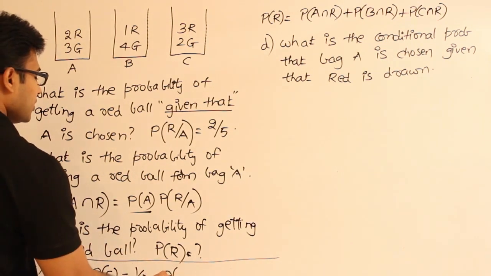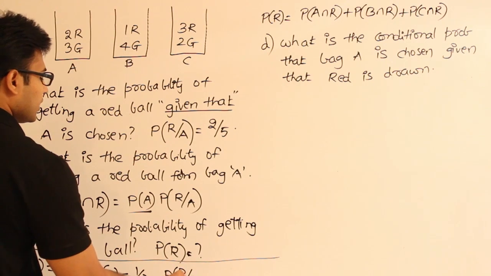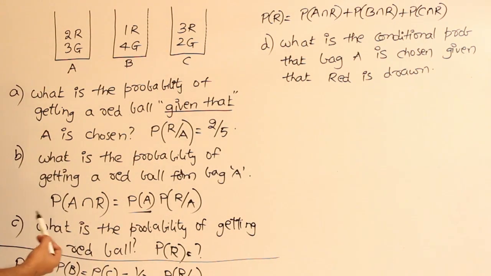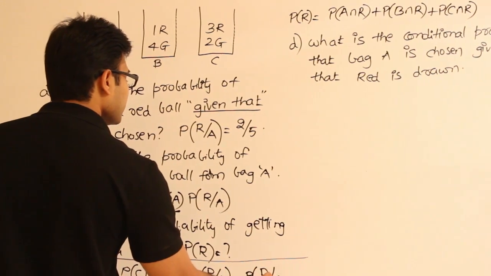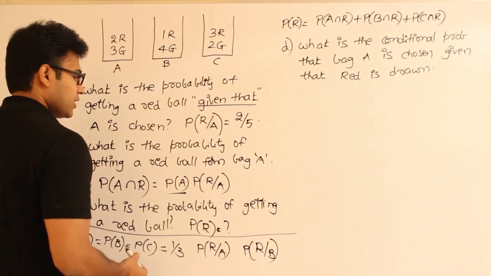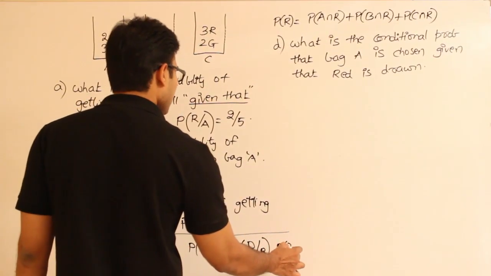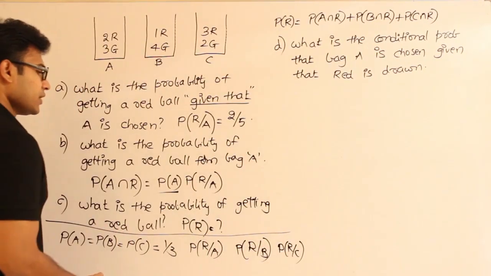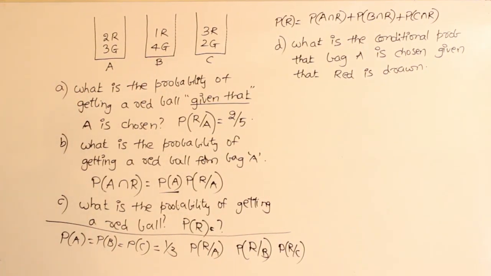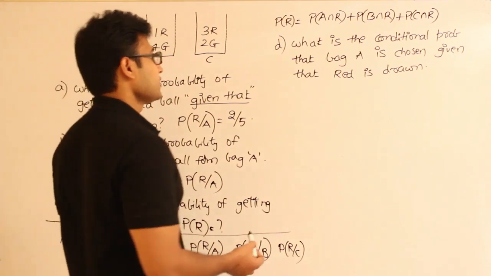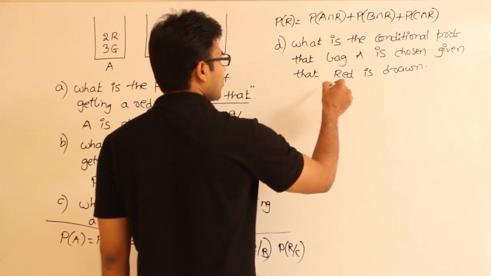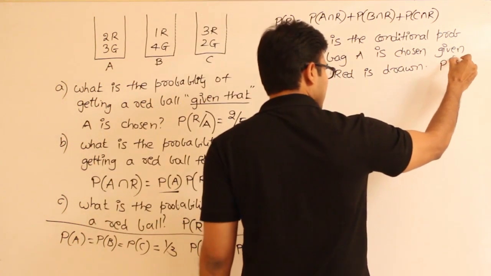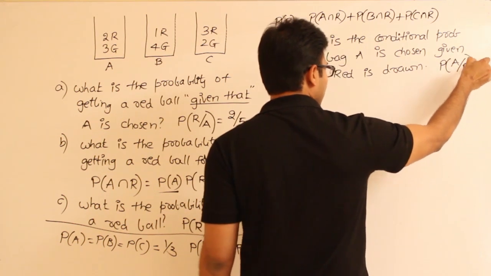And we know that P of R given A, which means probability of choosing a red ball given that bag A has been chosen. We know this number. And then P of R given B, probability of choosing a red ball given that bag B has been chosen. P of R given C, probability of choosing a red ball given that bag C has been chosen. So we know all these six things, but what this question is asking is, what is the conditional probability that bag A is chosen given that a red ball is drawn, which means they are asking about P of A given R.